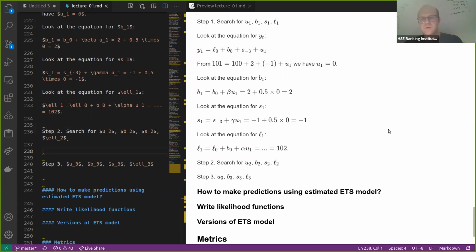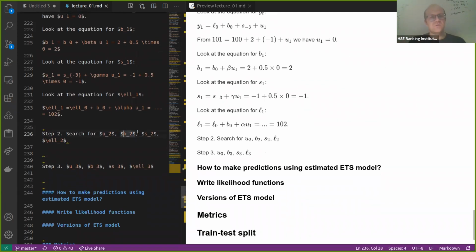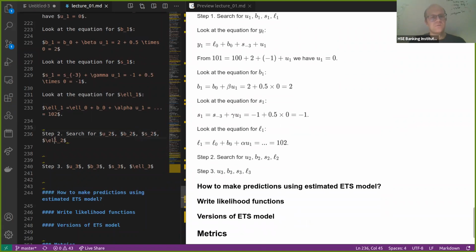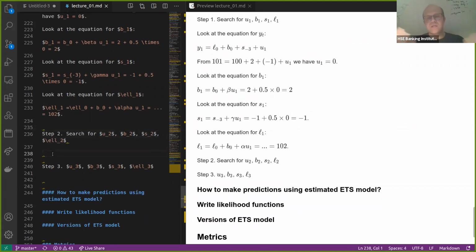Elizaveta says that it's clear, but anyone else? You just repeat the process. You just use the same equations. You calculate U2, B2, S2, L2, and basically you have a seasonal decomposition. If you have no questions, then let's just go on to predictions.